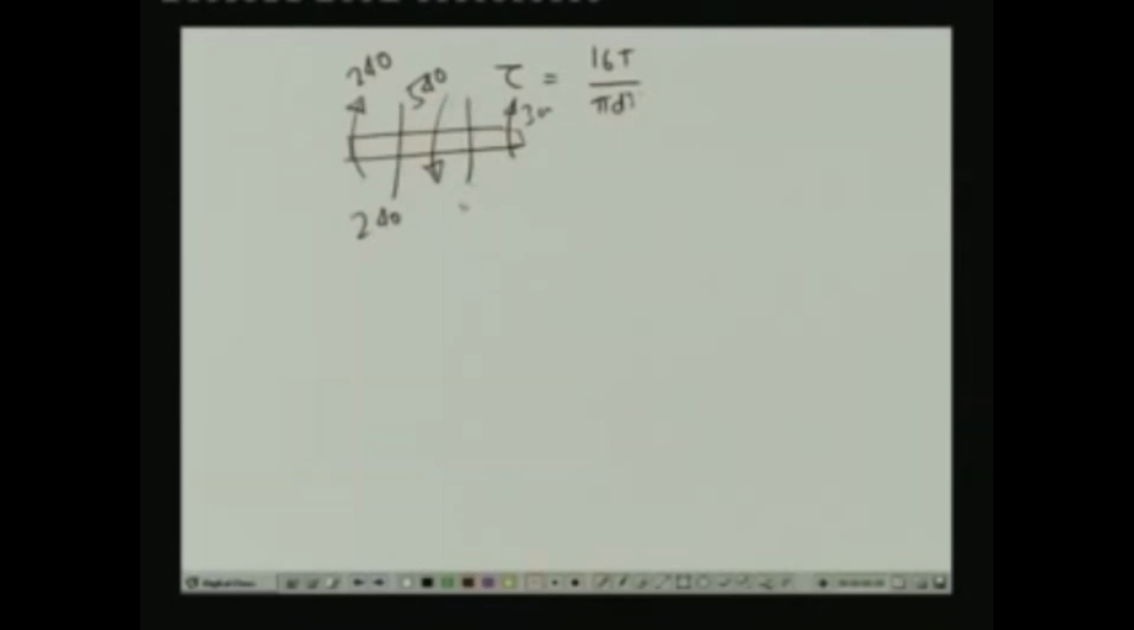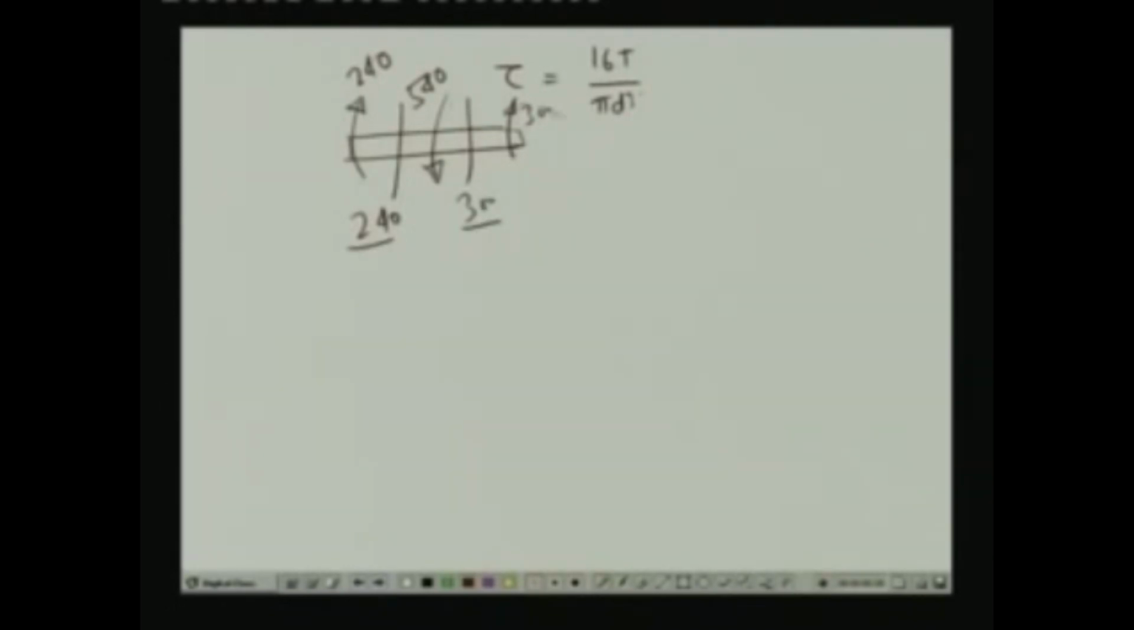Now, if we compute the value of shearing stress, tau as we know is equal to 16 T by pi d cube. So, if we look into the values of the twisting moment, here we have 240, here we have 540 and here we have 300. Now, from the equilibrium point of view, you can see these two balance this. So, at this cross section we will have 240 and at this cross section we will have 300 Newton meter.